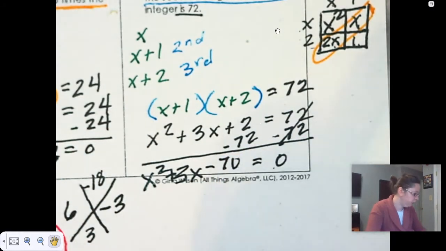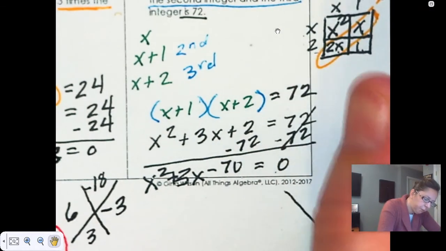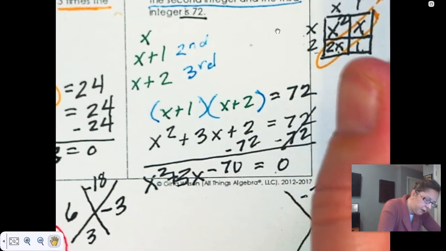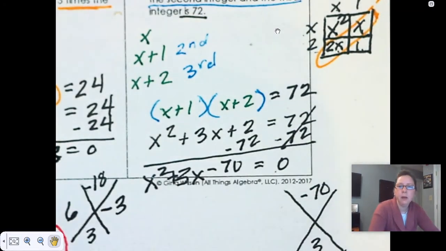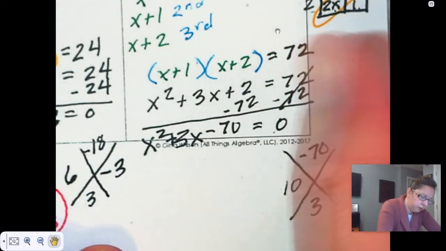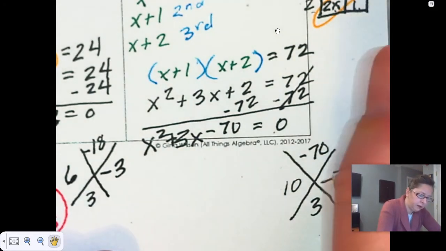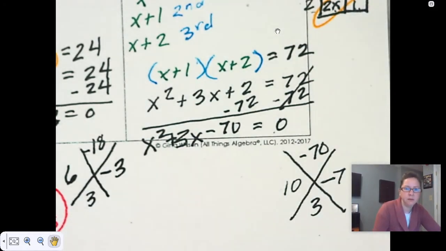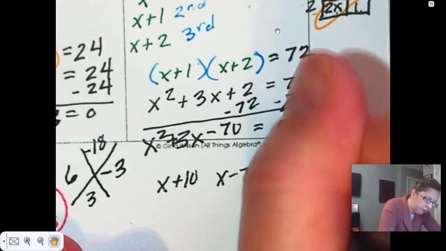And now I am ready to solve this. So let's do my x puzzle. Negative 70 on the top, 3 on the bottom. And I am thinking, let's see, 10 times 7 is an easy way to get to 70. And then if I subtract, let's subtract the 7, and that'll get me to a positive 3. So my two factors are x plus 10 and x minus 7.